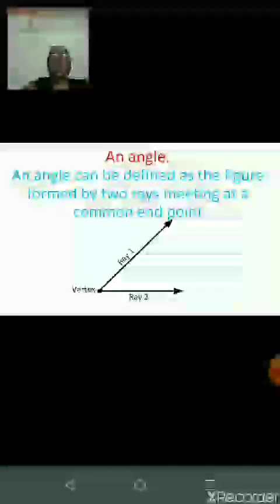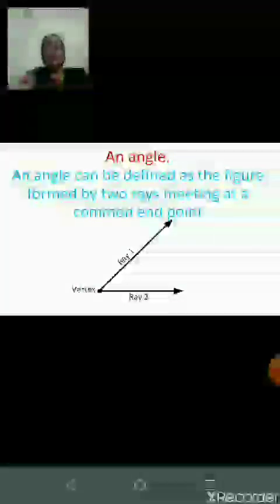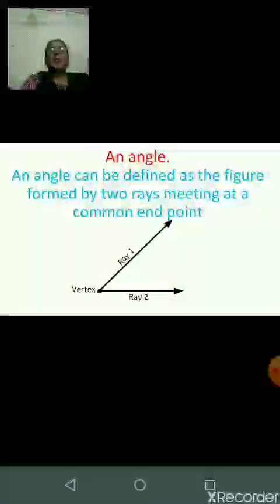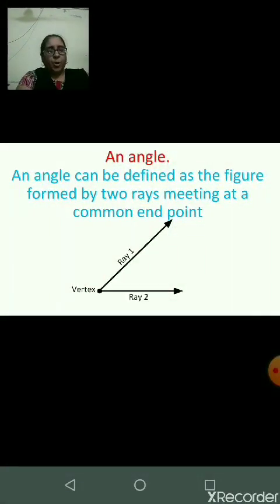Now what is an angle, children? Here you can see in this picture two rays, ray 1 and ray 2. Both the rays are meeting at a common end point. Can you see the common end point? What is it called? It is called a vertex. What is it called? Vertex.